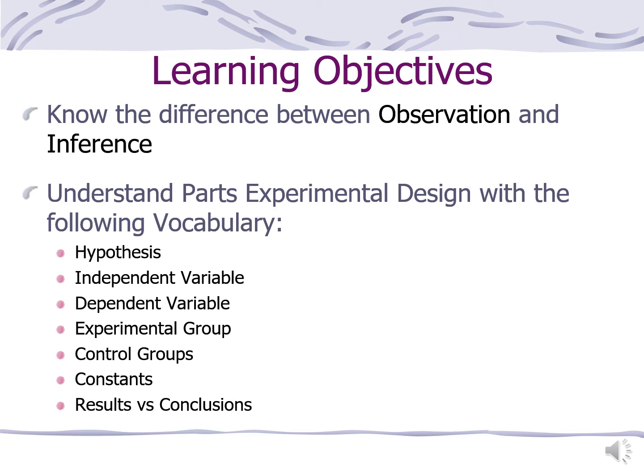Mr. Y. Today we're going to be talking about learning the differences between observation and inference and understanding the different parts of experimental design with the following vocabulary: hypothesis, independent variable, dependent variable, experimental group, control groups, constants, and the difference between results and conclusions.